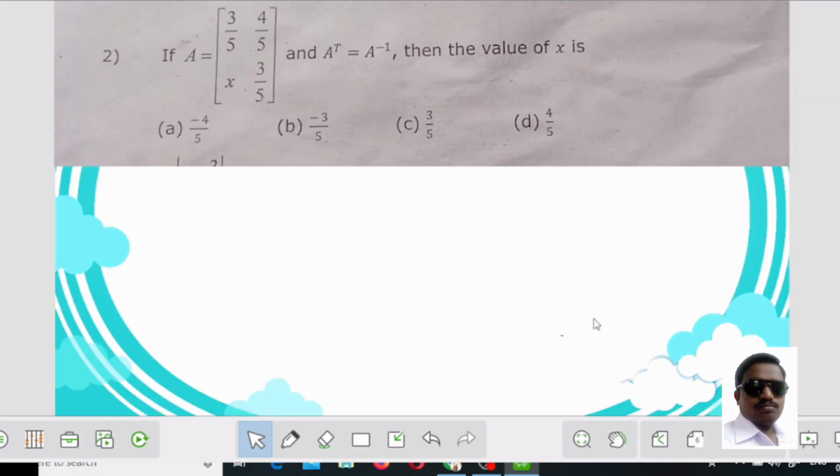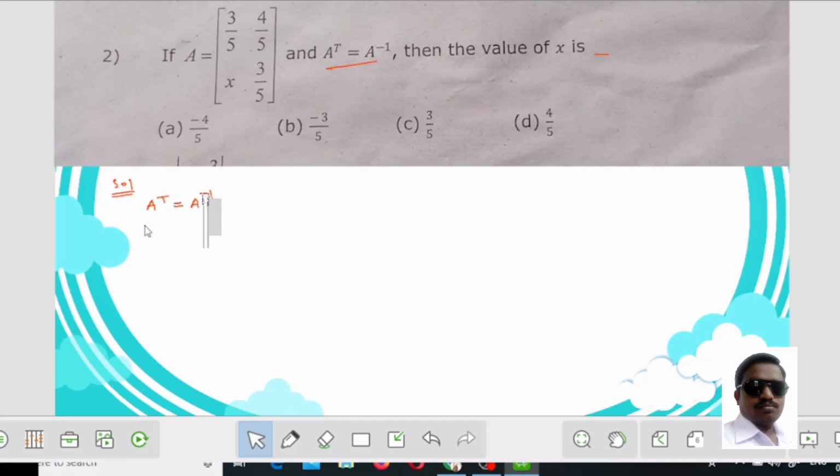Now the next question is, if A equal to the 2 by 2 matrix 3 by 5, 4 by 5, x, 3 by 5, and A transpose equal to A inverse, then the value of x is what? This is the question. To find the value of x, where is x? X is an unknown which belongs to the matrix A. Now to find x, we have to use the statement A transpose equal to A inverse. Solution: A transpose equal to A inverse is the given statement.